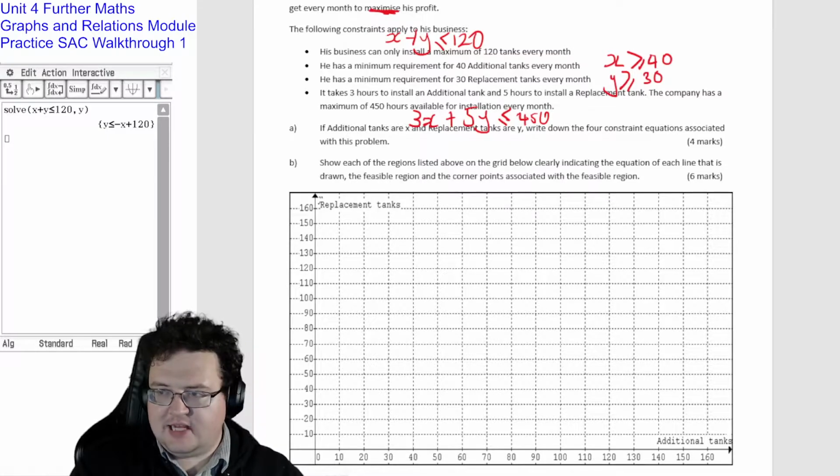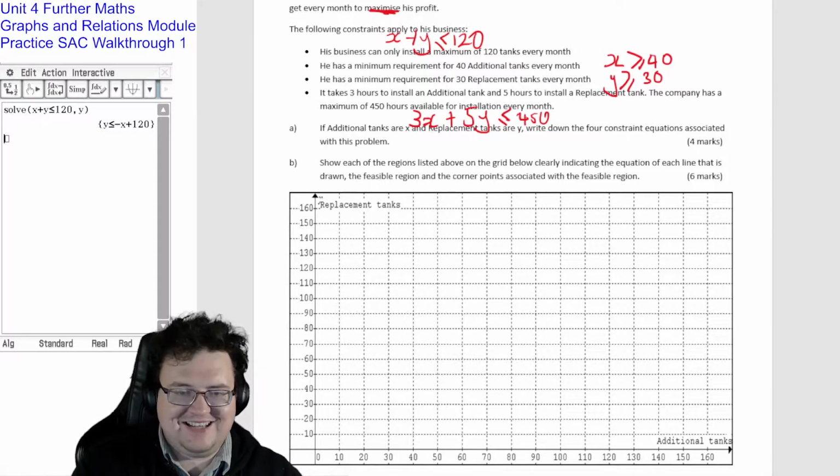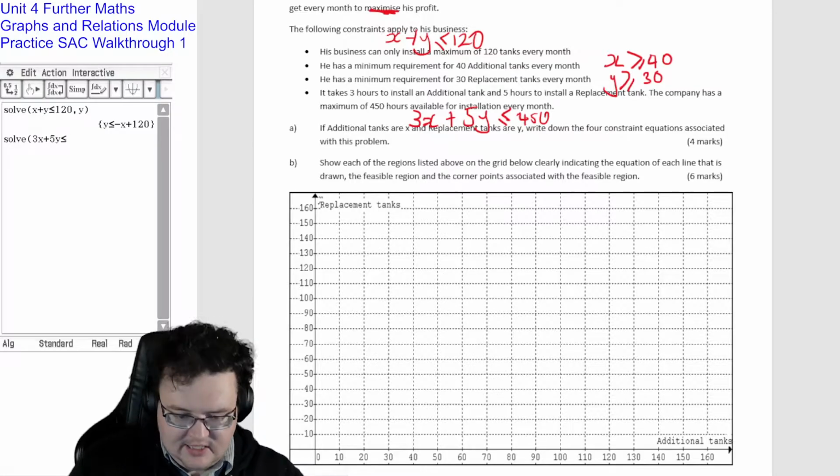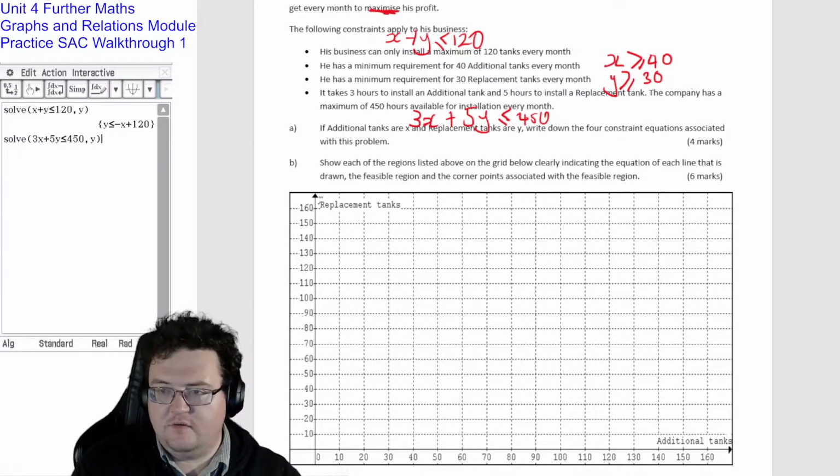Now, the x is greater than 40 and y is greater than 30. We don't need to do anything with those. We'll leave them be. The next one we have to worry about is the 3x plus 5y is less than 450. So again, we're going to go solve. 3x plus 5y is less than or equal to 450. And again, we're solving for y as well.